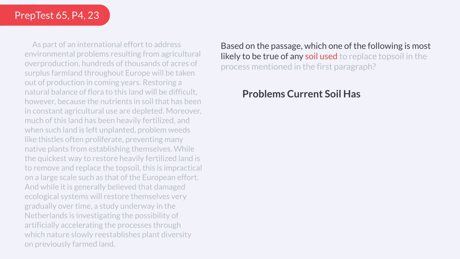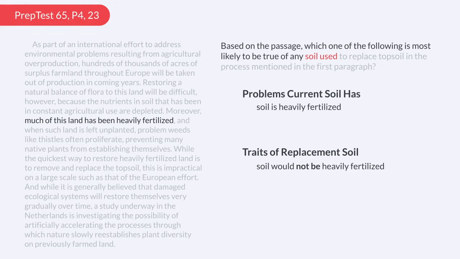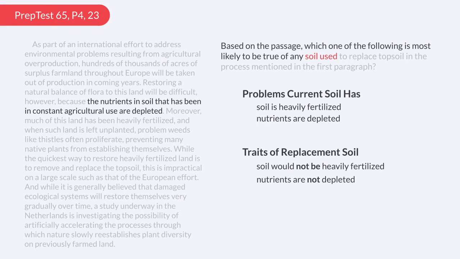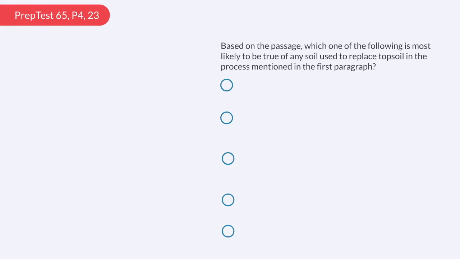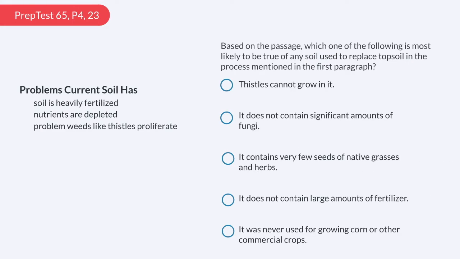We know one problem is it's heavily fertilized, so it wouldn't be heavily fertilized. We know that the nutrients have been depleted, so presumably if you give new soil, you would want it to have plenty of nutrients, or at least not depleted. And we know that problem weeds like thistles are proliferating. So if we were going to replace the topsoil, we would want to do it with soil in which there are not weeds like thistles proliferating. So we have several options, but we basically need an answer that takes one of the problems the current soil has and just flips it.